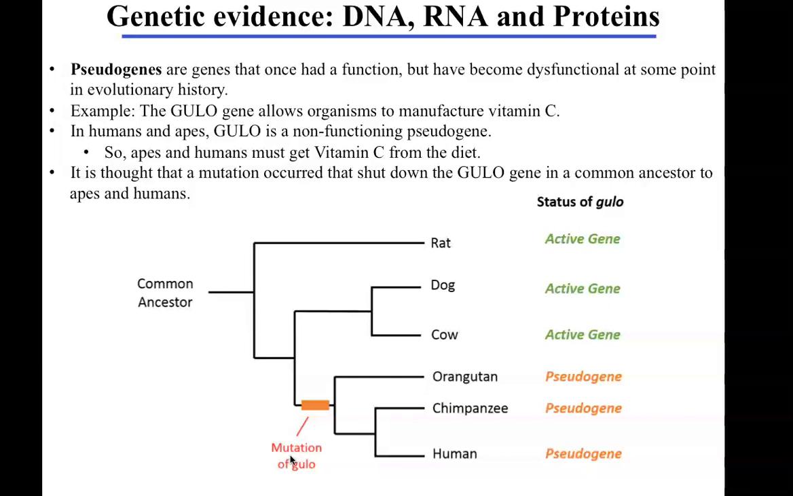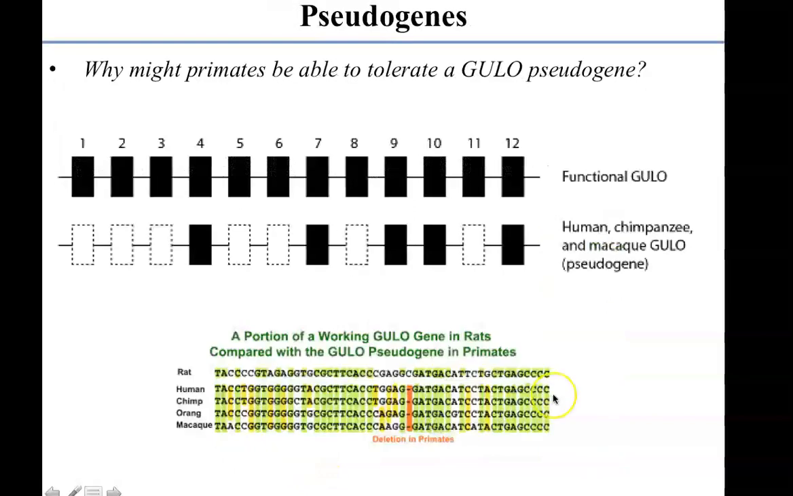All right, so we can use pseudogenes like this in order to try to figure out evolutionary relationships. Here's another example. Well, actually, same example. Here's what a functional gulo gene looks like. So these black boxes represent sequences. So it's not just that humans, chimpanzees, and other primates have a broken gene. It's broken in the same way. So in all primates, this section is mutated, whereas this section is not. It's intact. This is mutated, this is mutated, this is intact, and so on.